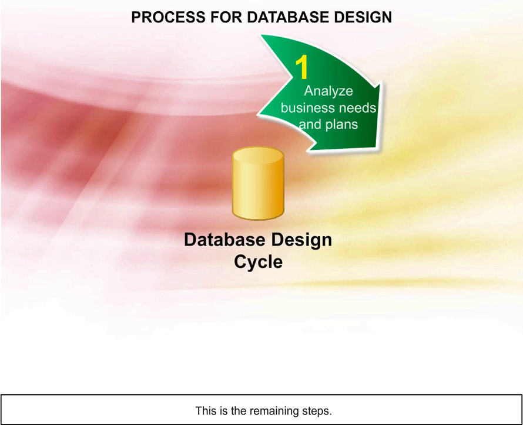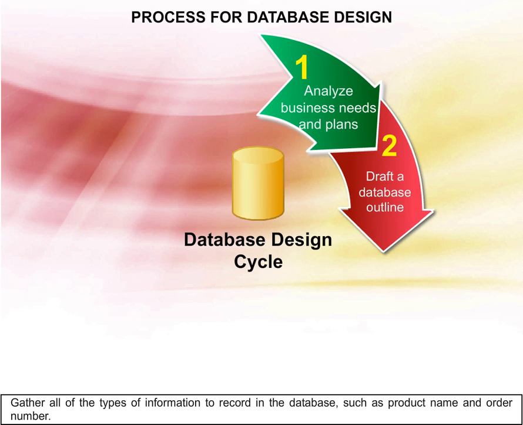Process for database design. Analyze business needs and plans. This is the remaining steps. Draft a database outline. Gather all of the types of information to record in the database, such as product name and order number.